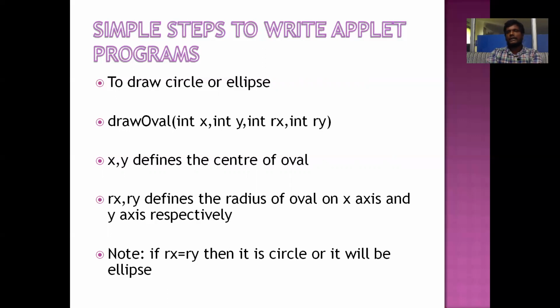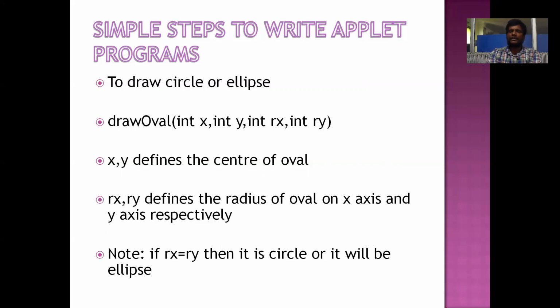All those 4 parameters are integer values, similar to the drawRect method, but their meaning is quite different. These 4 parameters are x, comma y, comma rx, comma ry, where x, comma y defines the center of the oval. It may be a circle or it may be an ellipse. It defines the center of the oval, and rx and ry define the radius of the oval in terms of the x-axis and the y-axis respectively. Rx defines the radius along the x-axis, and ry defines the radius along the y-axis.